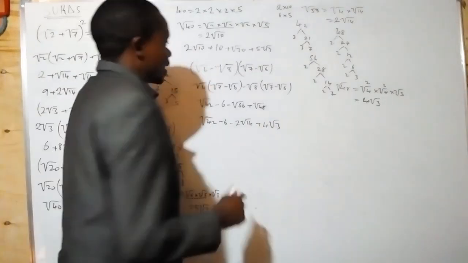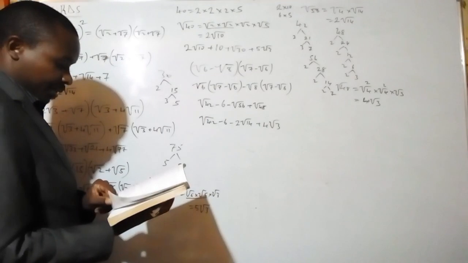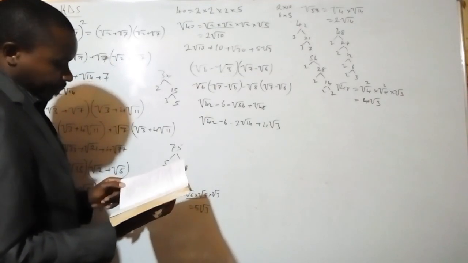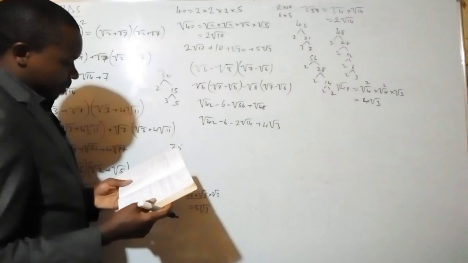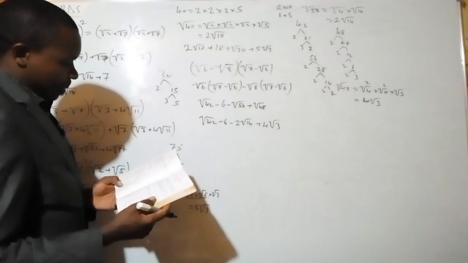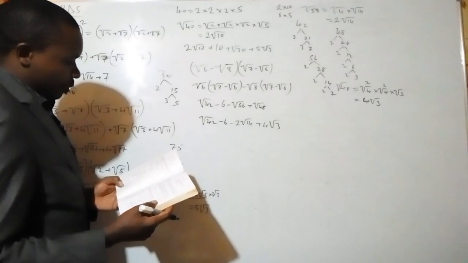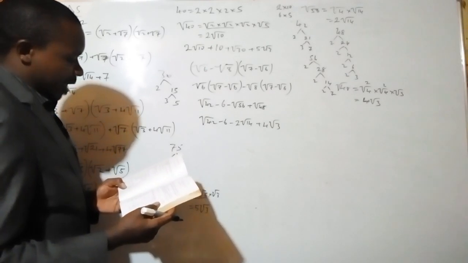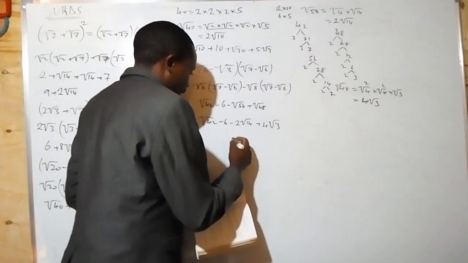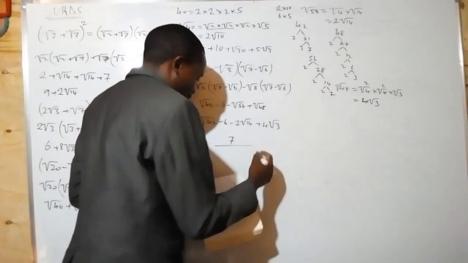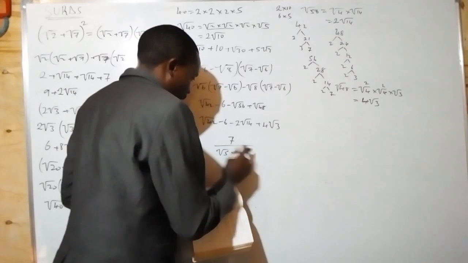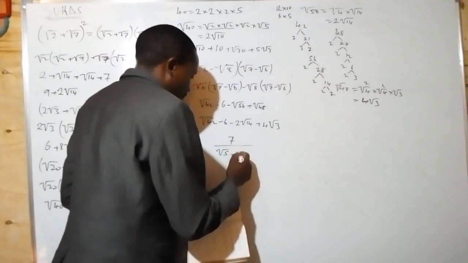Yeah, another question. We can say you are given what? Yeah, let's proceed to simplification. We have the denominator. You've been told to simplify by rationalizing the denominator. You are given 7 over root 5 plus root 2.